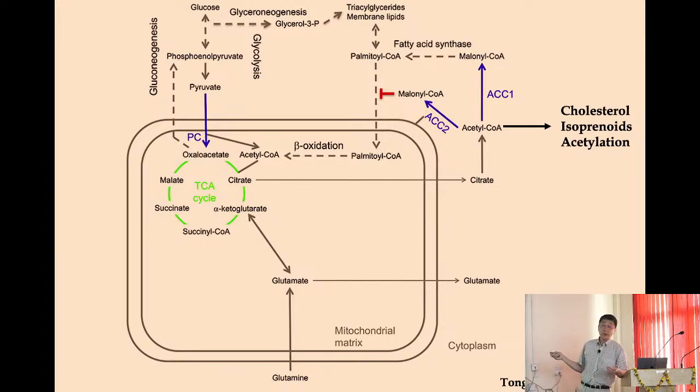So it's a very important compound in the cell. How do you make acetyl-CoA? In the mitochondria, it comes from pyruvate dehydrogenase. In the cytoplasm, it comes from citrate, and citrate goes to acetyl-CoA by an enzyme called ACLY, ATP citrate lyase. So that's the enzyme that does that.